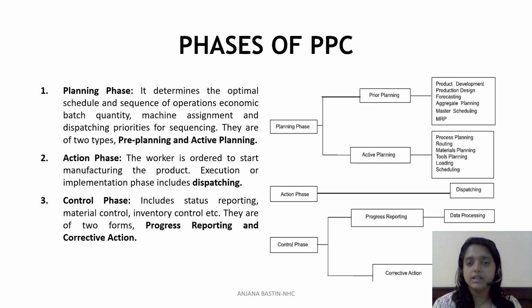And corrective action. Suppose the planning has gone wrong, or in the action phase the worker has not understood the instructions or the plan and has gone a bit off direction, then a corrective procedure should be implemented, wherein those deviations have to be identified. They have to understand the cause and then rectify it. So these are the three phases of PPC. I hope it is clear.